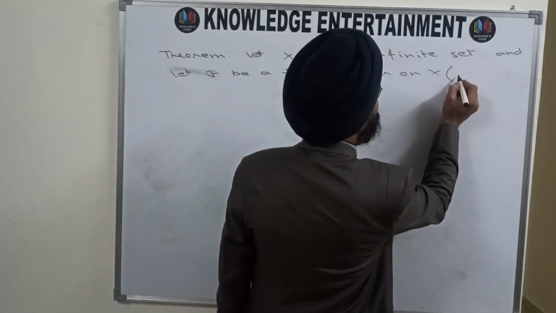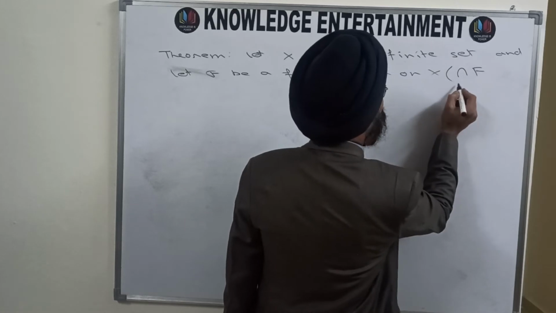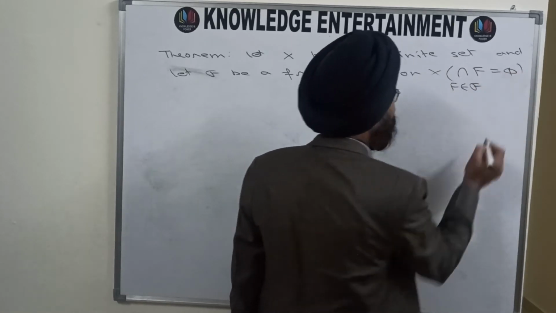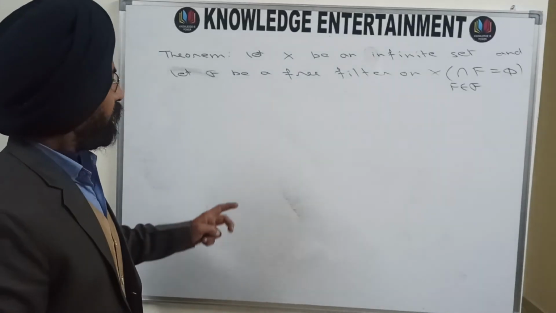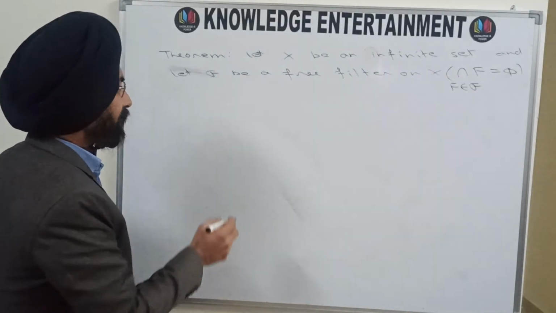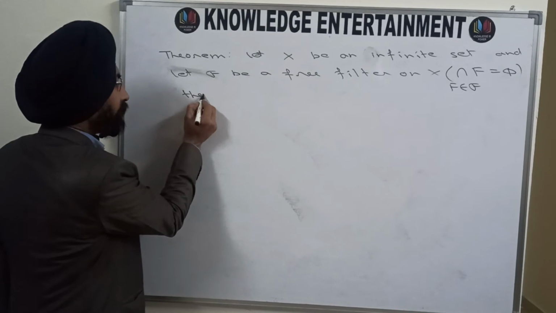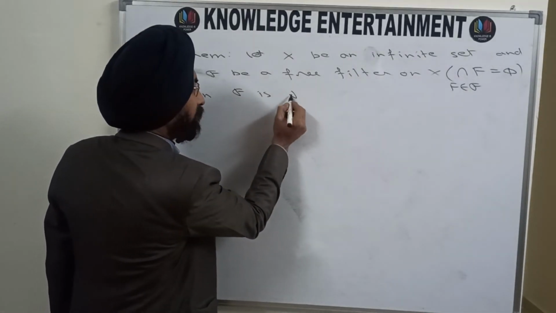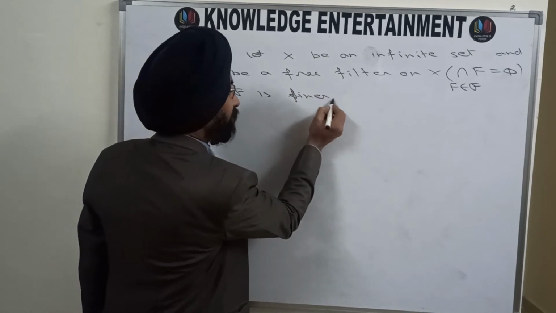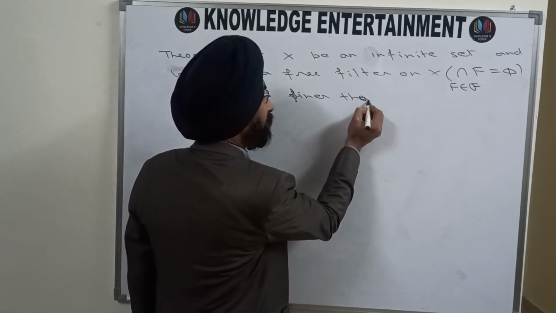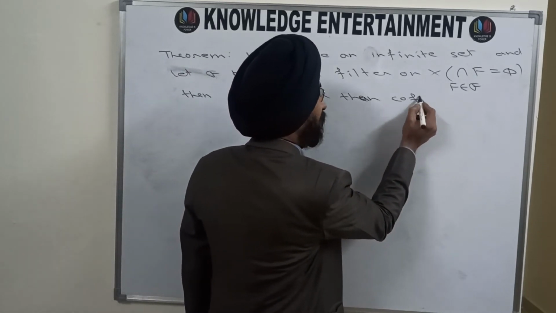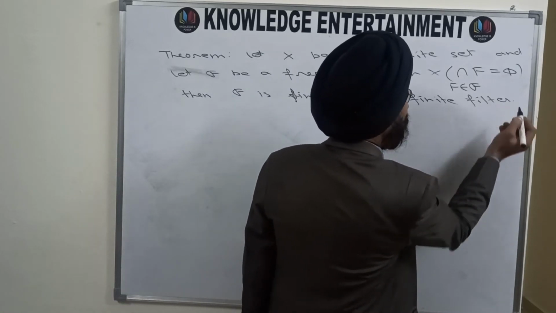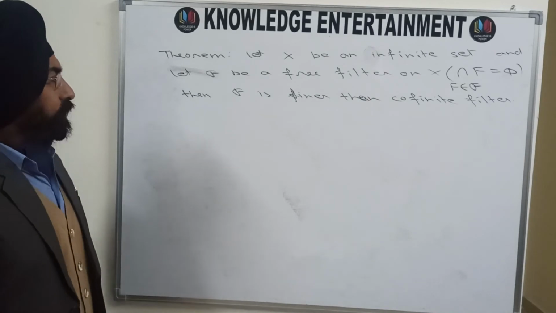I'm going to write here: the arbitrary intersection of members of F is phi. This is given to us because it is a free filter. Then this F is finer than the cofinite filter. That we have to prove.